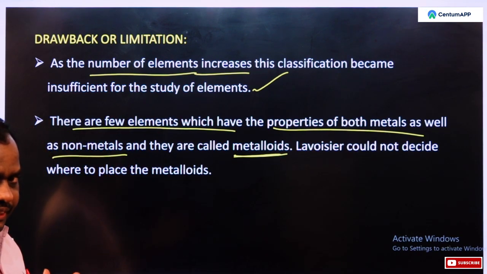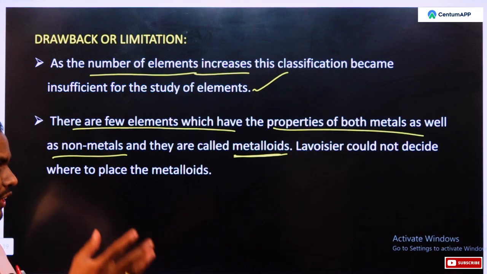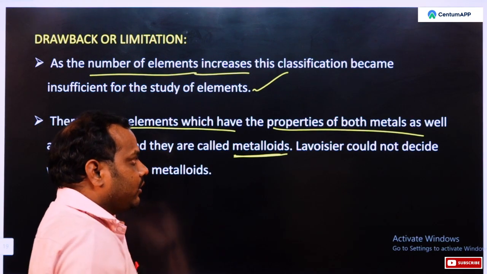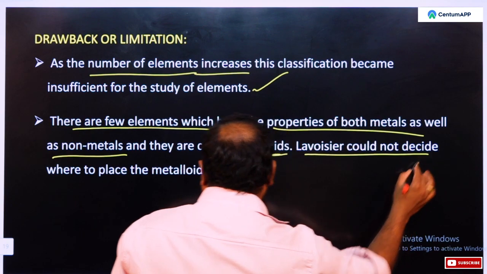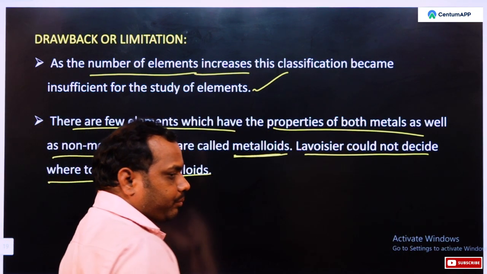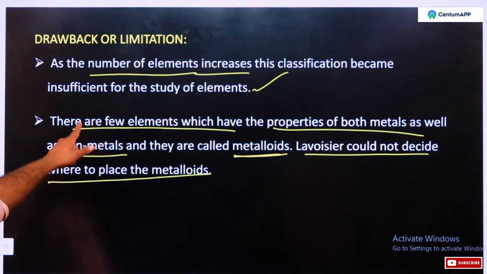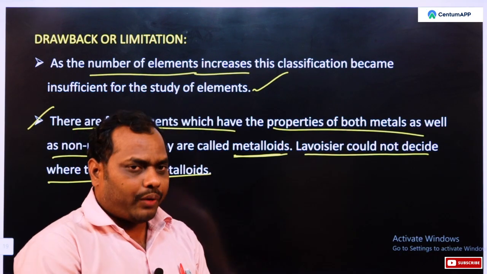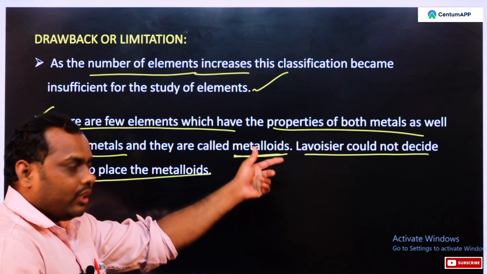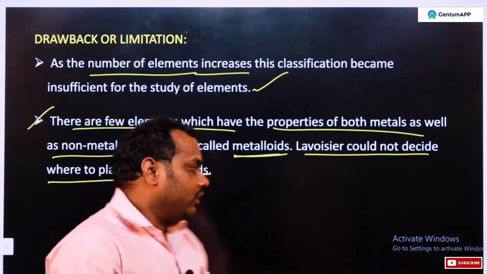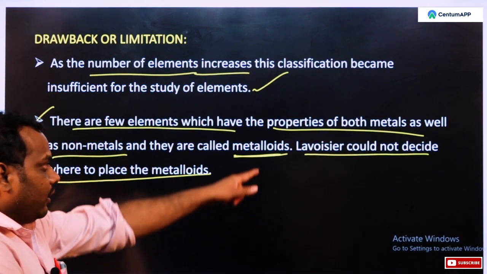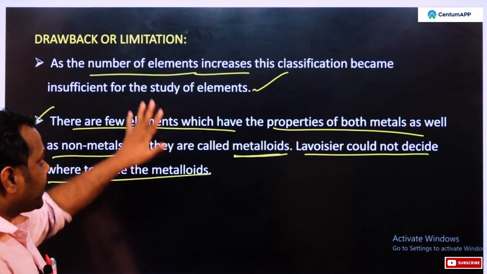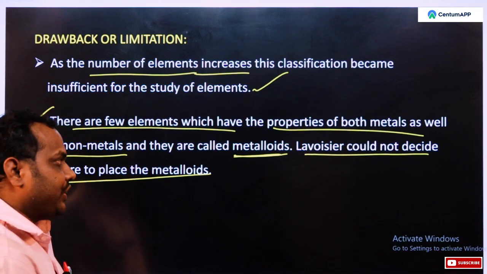A few elements exhibit properties of metals and non-metals. That type of elements are called metalloids. Lavoisier could not decide where to place the metalloids. So the second drawback is that few elements have the properties of both metals and non-metals, and Lavoisier could not decide the position of the metalloids. These are the drawbacks or limitations of Lavoisier classification.